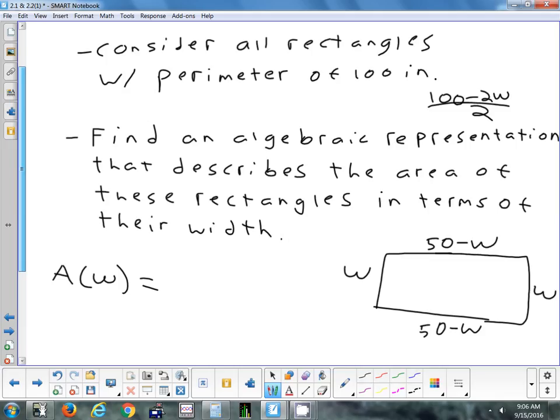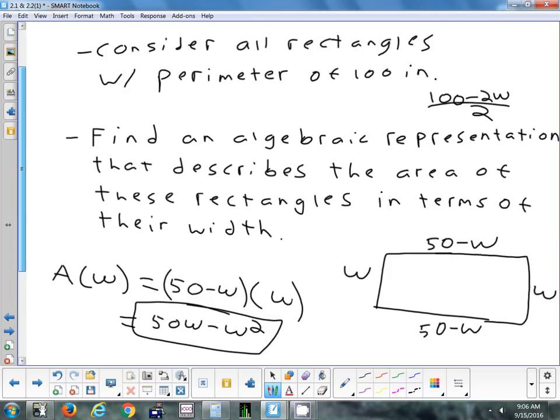Now, how do you find the area of a rectangle? Length times width. So length is 50 minus W, my width is W. So if you have a rectangle with a perimeter of 100, this is the formula for the area. If you said the width is going to be 12, I could just take 12, plug it in for W, and automatically get the area.